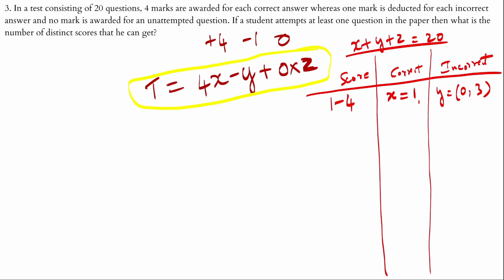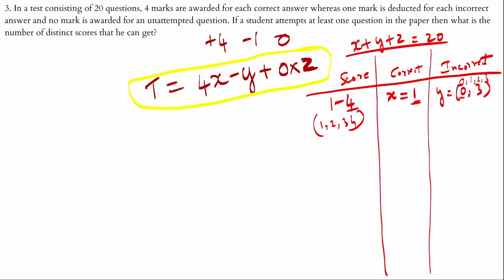See, for instance, x is a correct answer. If x is correct, then he will get 4 marks maximum, right? So if 1 is correct and 0 are incorrect, then the marks he will get is 4. If 1 is correct and some are incorrect, here 0 to 3 means 0, 1, 2 and 3. These all 4 numbers are included. So if one question is correct, listen carefully, and 0 are incorrect, then he will score 4 marks.